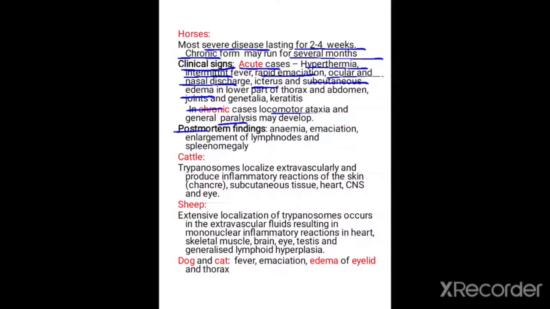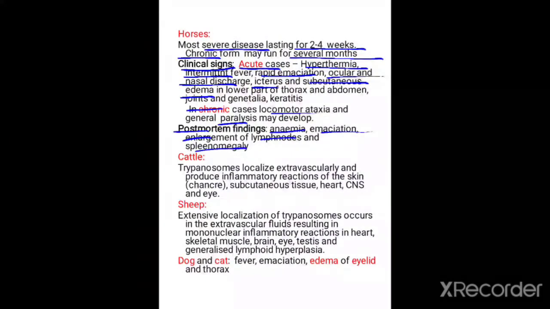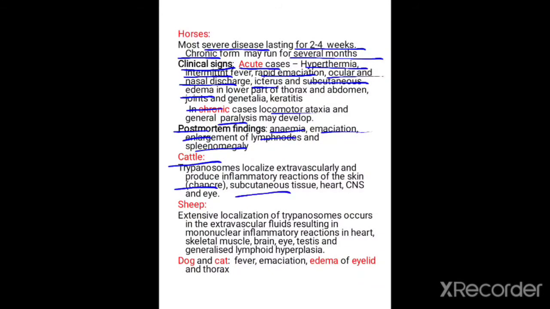When it comes to the postmortem findings, there is anemia, emaciation, enlargement of lymph nodes, and splenomegaly. And in the case of cattle, trypanosomes localize extravascularly and produce an inflammatory reaction of the skin wherever the fly bites, leading to the chancre, and in subcutaneous tissue, heart, CNS, and eye. Inflammatory reactions are seen on the skin, subcutis, heart, CNS and eye.